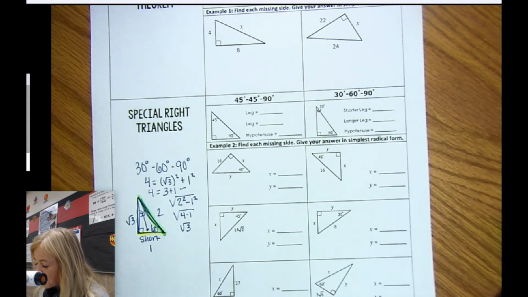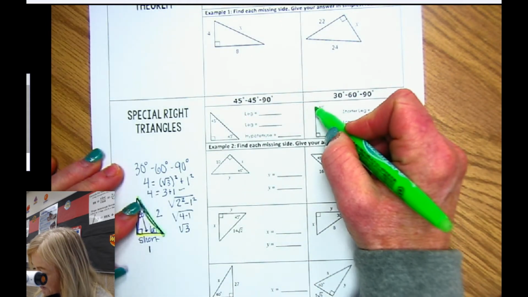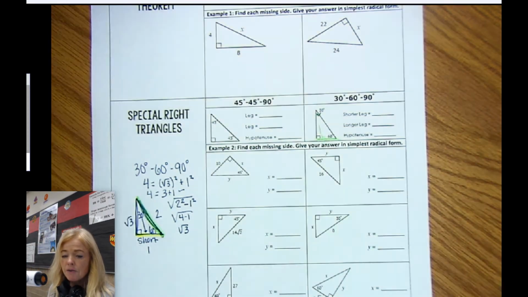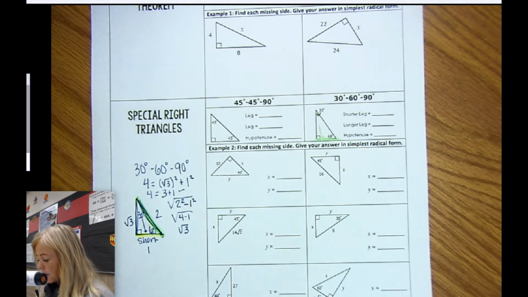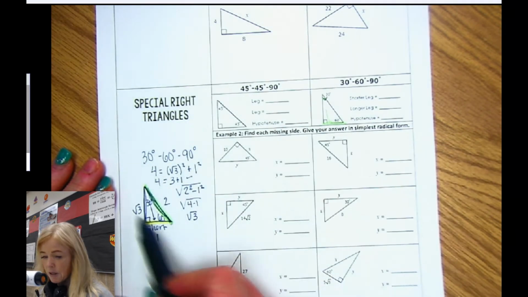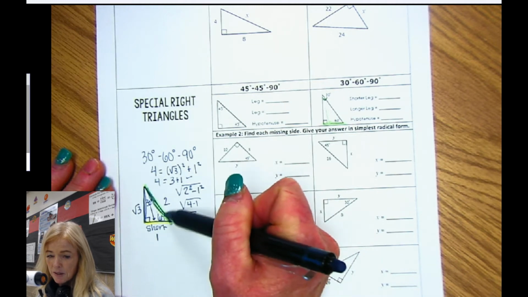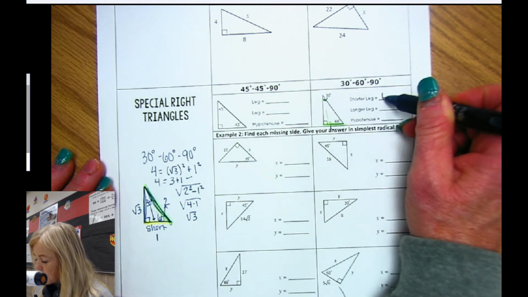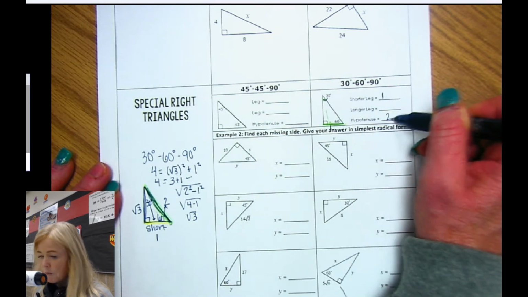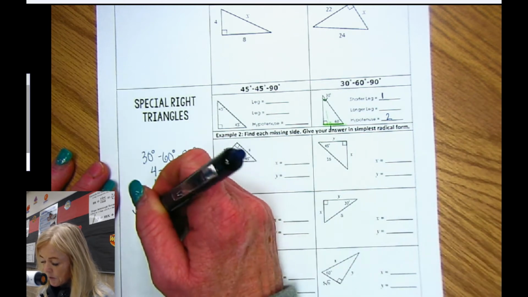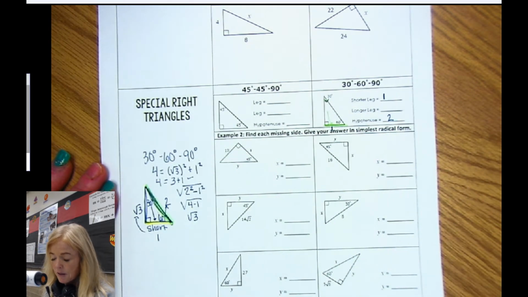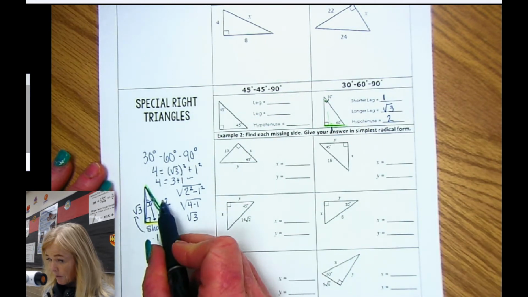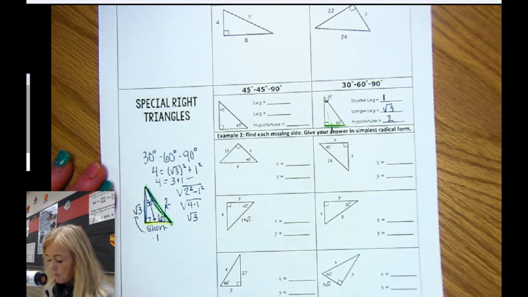You always find that short side by finding your 30-degree angle, going directly across from it, and marking that short side. All three sides relate to that short side in the following manner. Whatever the short side is, the hypotenuse is twice as long. So if the short side is 1, the hypotenuse will be 1 times 2, or 2. And then to get the longer leg, we multiply the short side by radical 3. Not the hypotenuse, the short side, whatever it is, we multiply by radical 3.